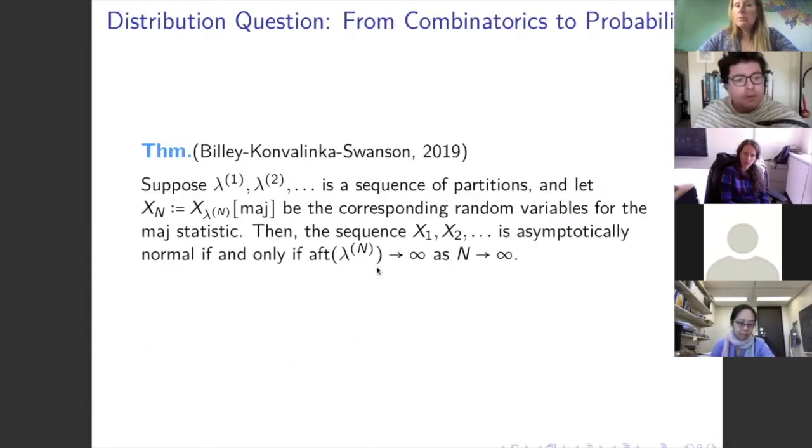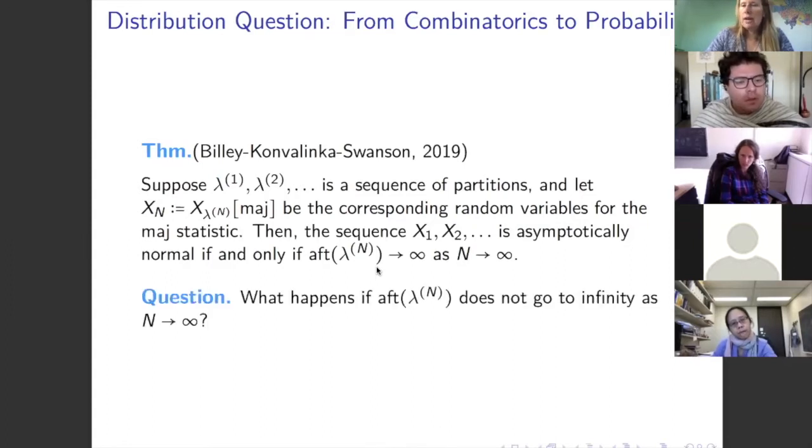And then the theorem that Matthias Kombelinka, Josh Swanson, and I worked on, and it's also coming out this year, is that no matter how you take a sequence of partitions and think of the corresponding random variables, then the corresponding sequence of random variables is asymptotically normal if and only if the aft statistic goes to infinity. However your partitions go to infinity, as long as the aft goes to infinity, the sequence will converge to asymptotic normality. So I thought that's nice.